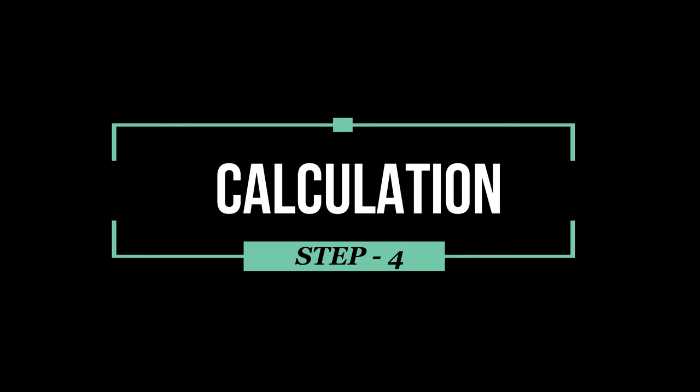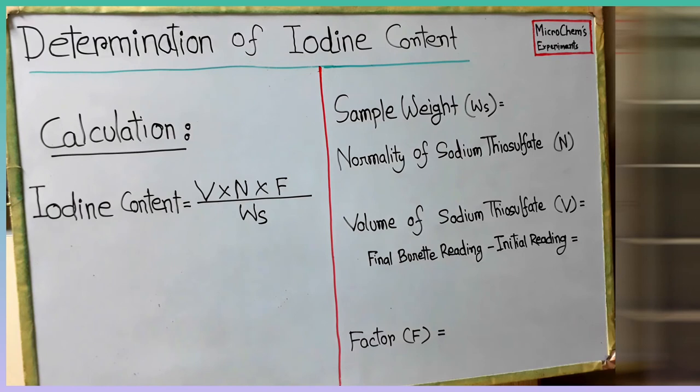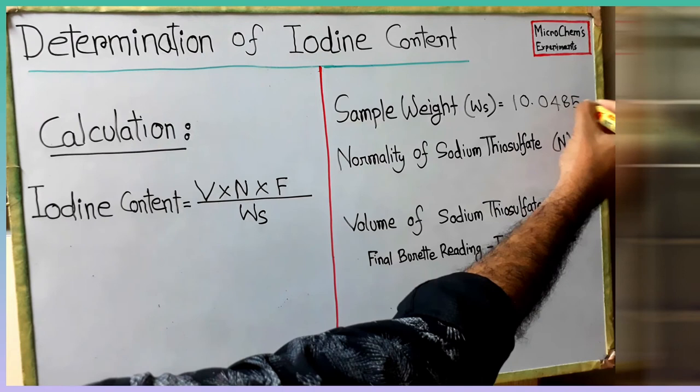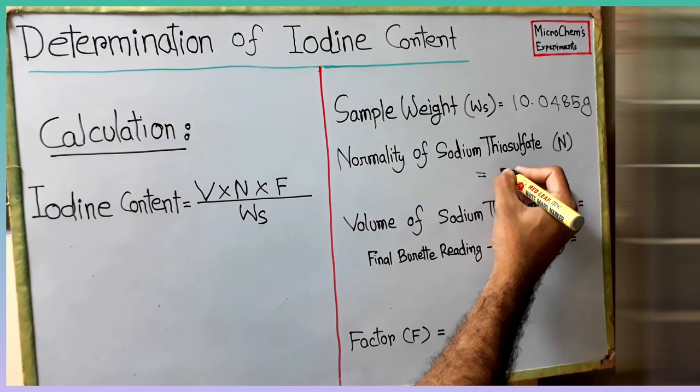Now we will calculate the iodine content of our sample. At first, we will put the values on the right side of the board. Sample weight WS is 10.04856 grams. Normality of sodium thiosulfate is 0.005.